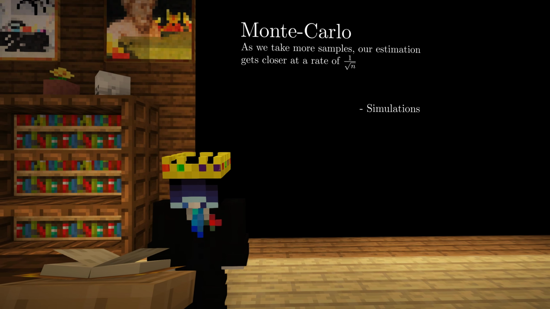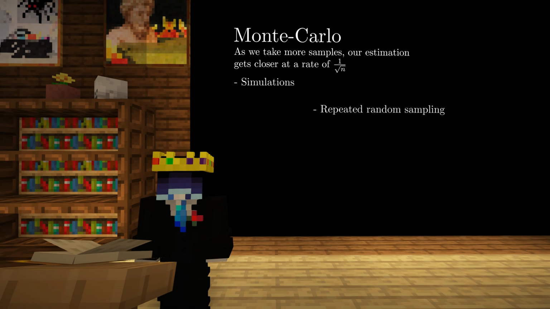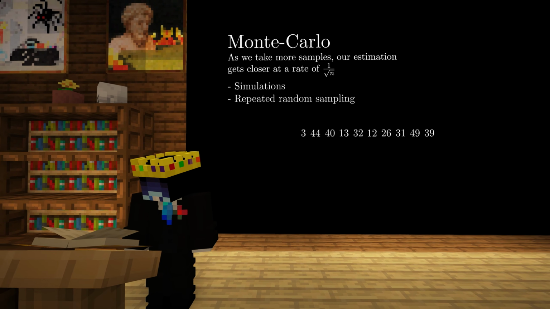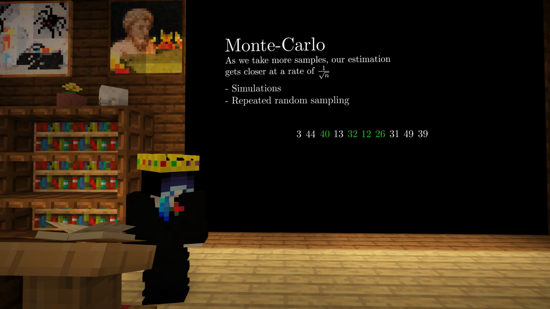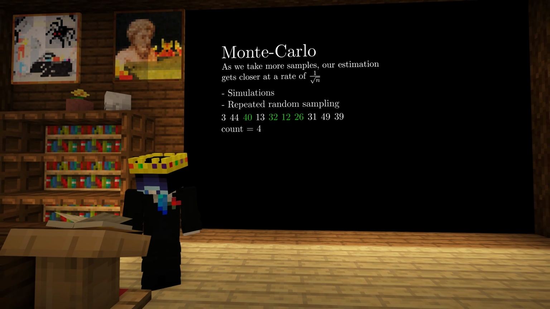Monte-Carlo simulations are a broad class of algorithms based on repeated random sampling. In simple terms, generate a bunch of random numbers, check which ones satisfy some condition, and count them. In our case, we are finding the probability of having some random point fall within a circle.